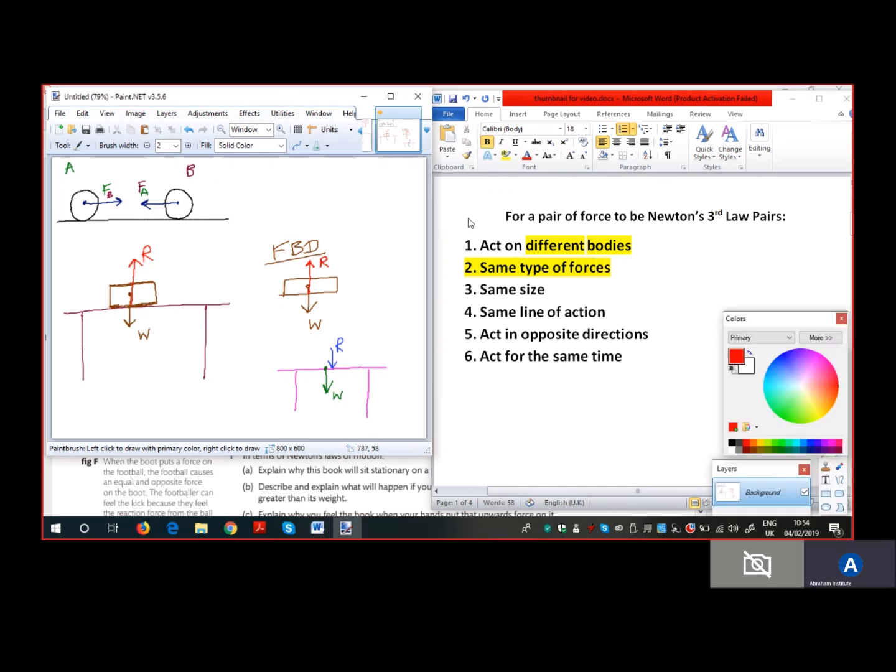Okay, then let's check the other criteria. I think other criteria are okay. All right. So it has to meet all the criteria, not just some. So same size. Yeah, they are the same size. That's why the book is in equilibrium. If they are not the same size, then the book will not be in equilibrium. It will move. So here for the book, the resultant force is 0.